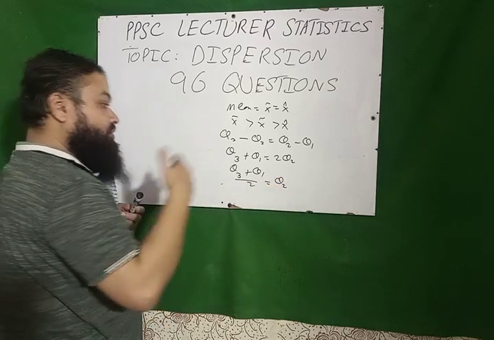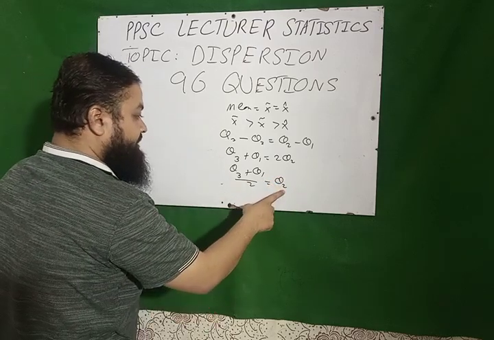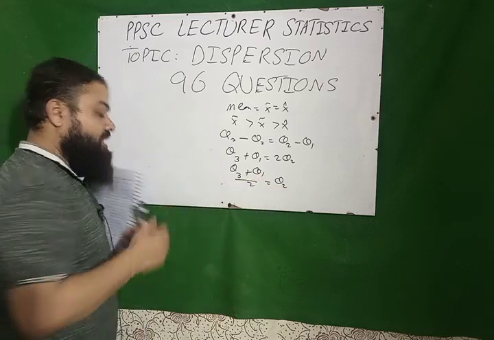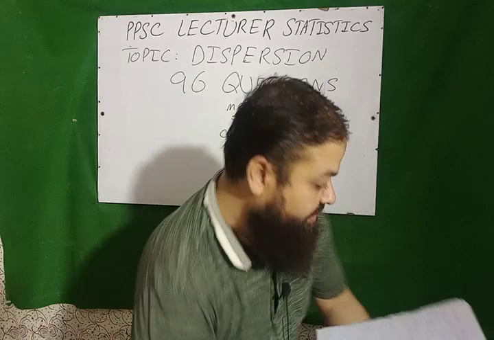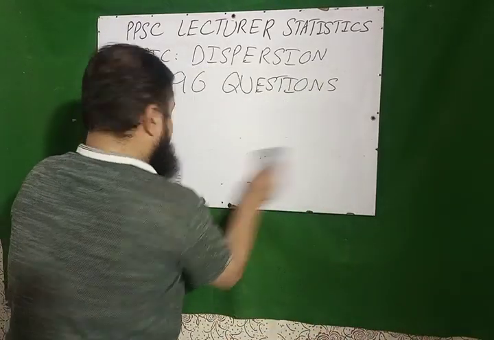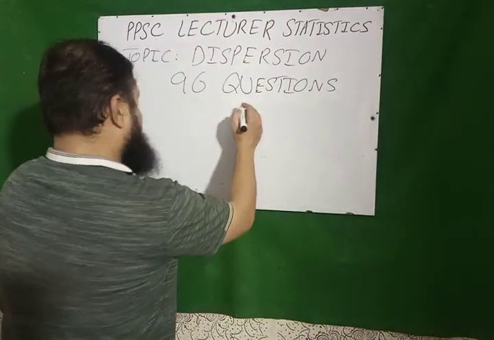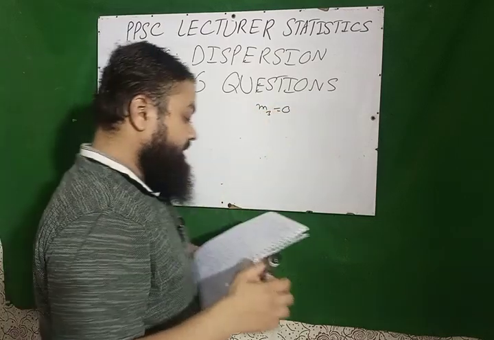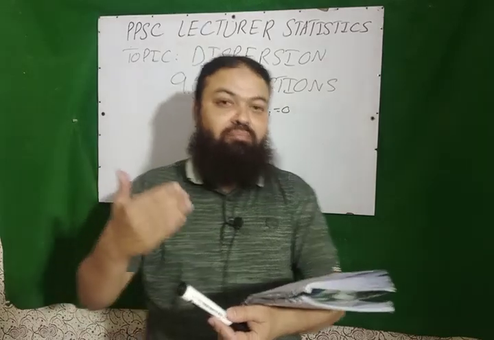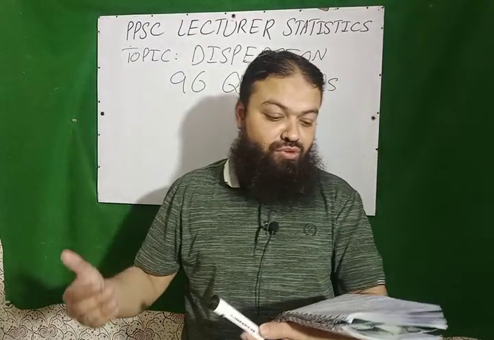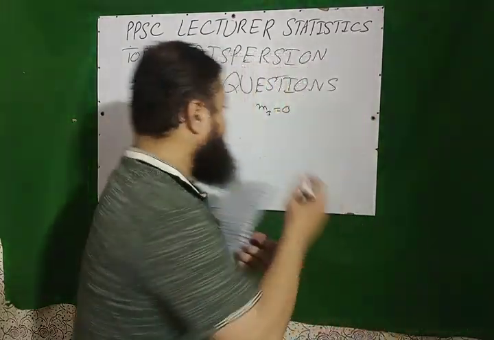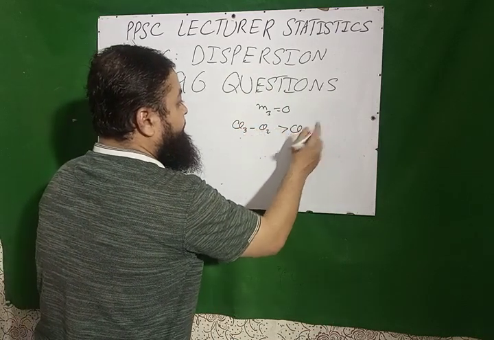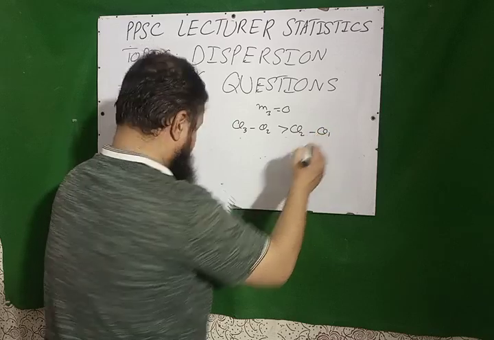And one more question can be obtained. The second quartile, which is median, is the arithmetic mean of lower and upper quartile. A very important question. Next is, in symmetrical distribution, third moment about mean is always equal to 0, M3 is equal to 0. In positively skewed distribution, mean is greater than median, greater than mode, and in positively skewed distribution, Q3 minus Q2 is greater than Q2 minus Q1.